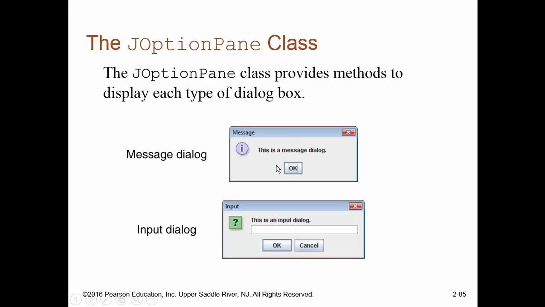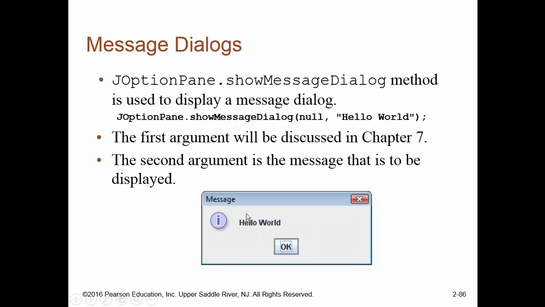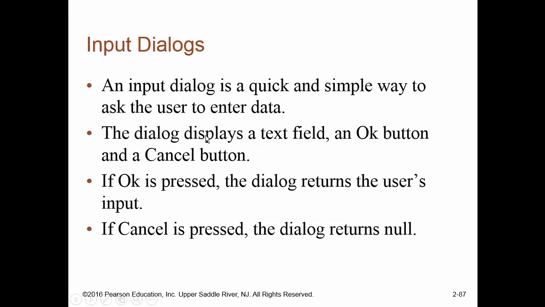So here's a message dialog. That's an output. Here's an input dialog. That's an input. All right? So we're going to go through all those. You see it's got null right here. When you put null there before whatever it shows, that just means put it right in the middle of the screen. All right?